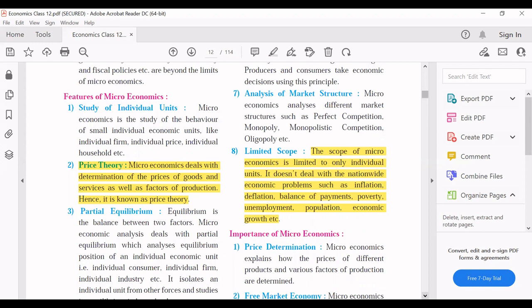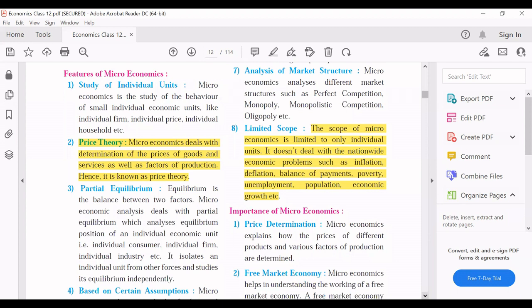Now we can see it is related to partial equilibrium. Now I would like to throw a little light on this topic. What is partial equilibrium? Equilibrium is the balance between two factors. Here we can see microeconomics deals with partial equilibrium.